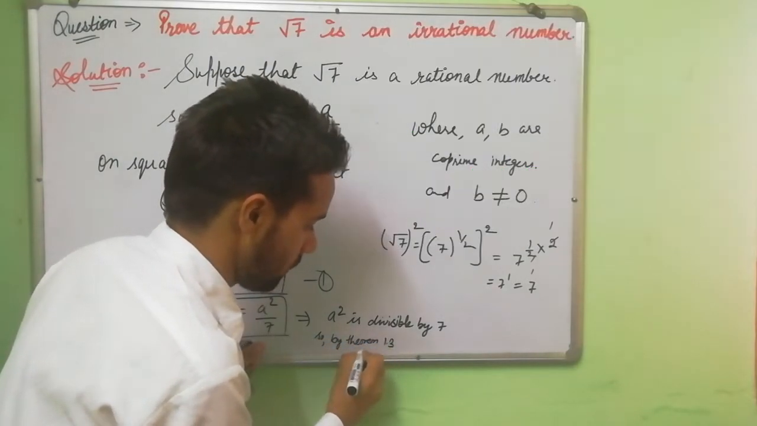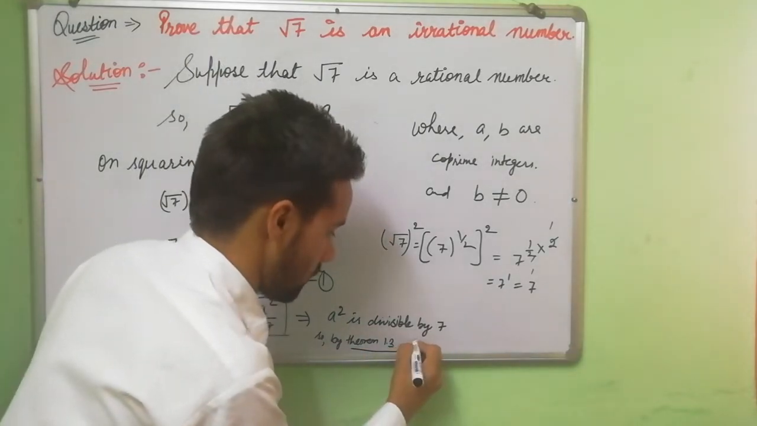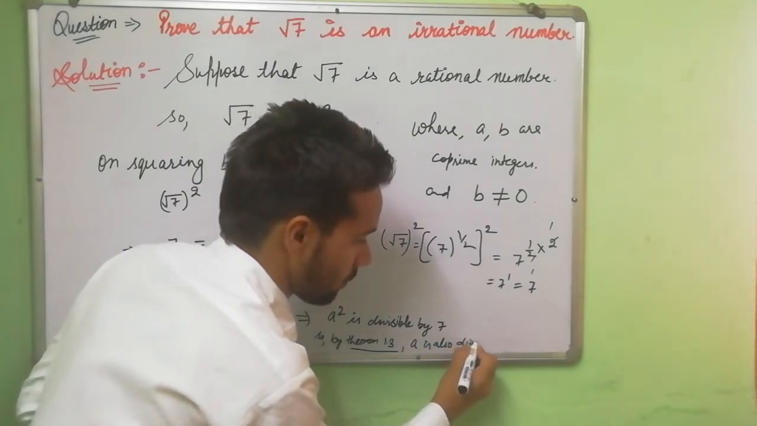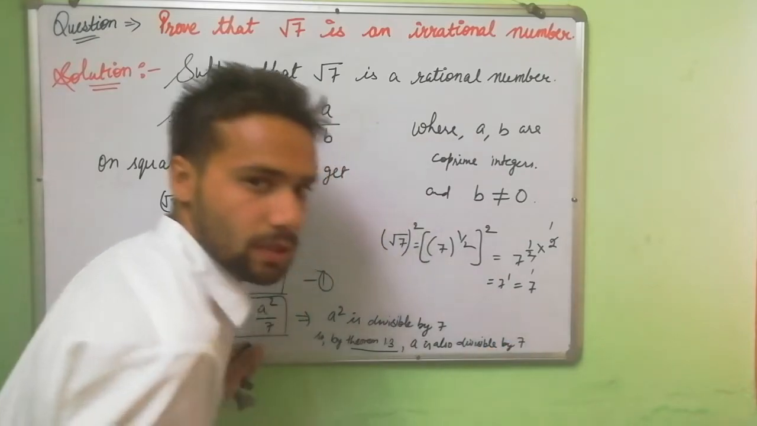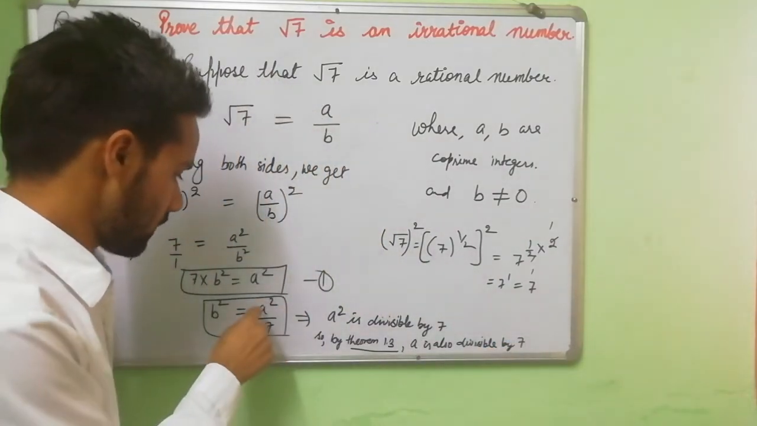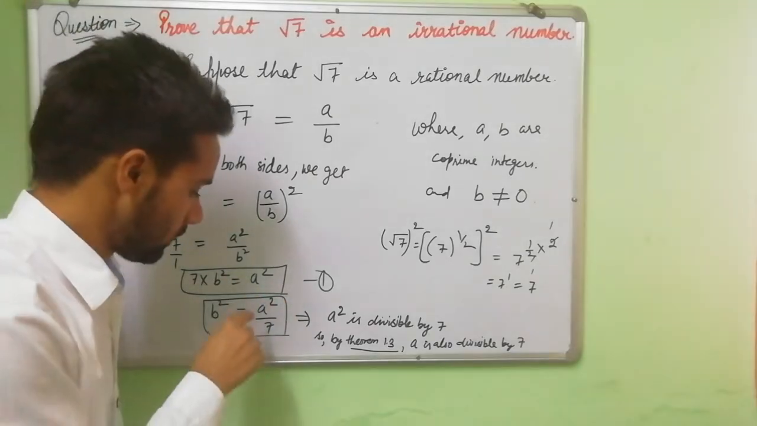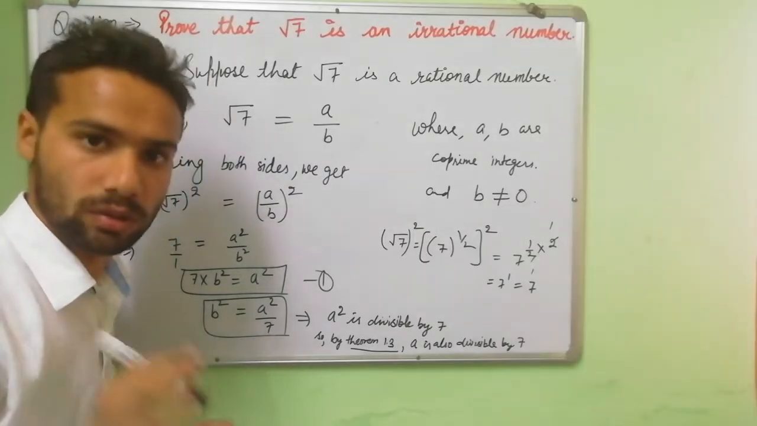By theorem 1.3, which is given in your book, a is also divisible by 7. It means if 7 can divide the square of any number, then 7 also divides the base of that number. Getting?